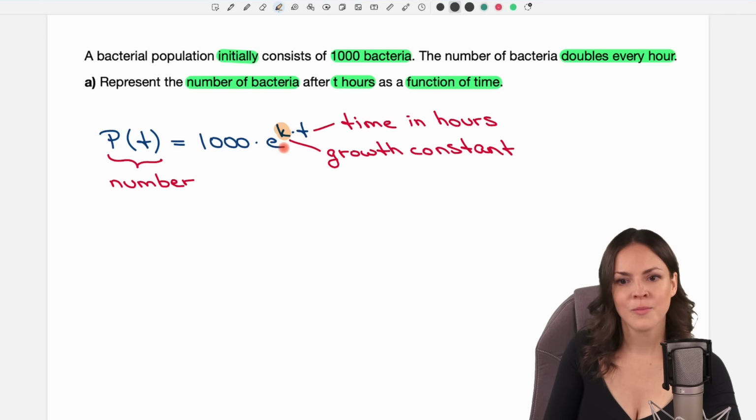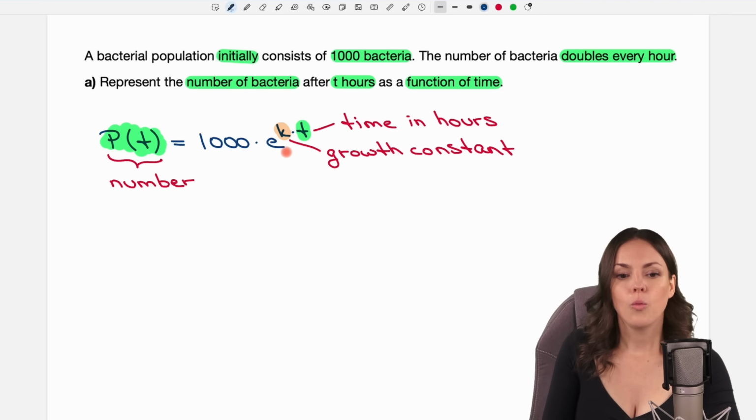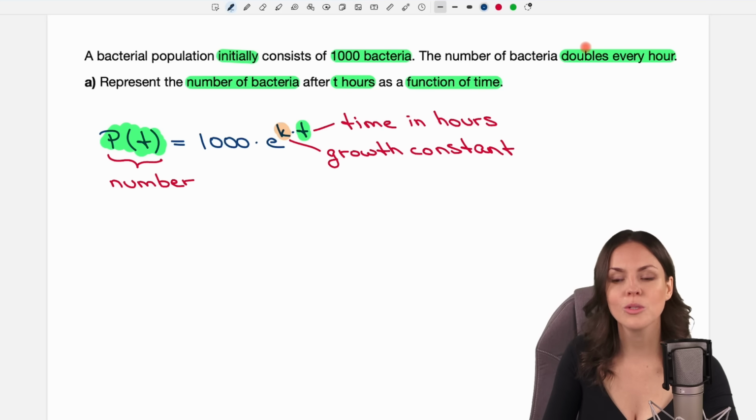How can we do that? Well, if we insert something for t and for p of t, we could solve this equation then for k, to figure out k. What do we know about time and the amount of bacteria we have in our population? What do they tell us? They tell us initially we have 1,000 bacteria, but then the number of bacteria doubles every hour. So initially we have 1,000 bacteria.